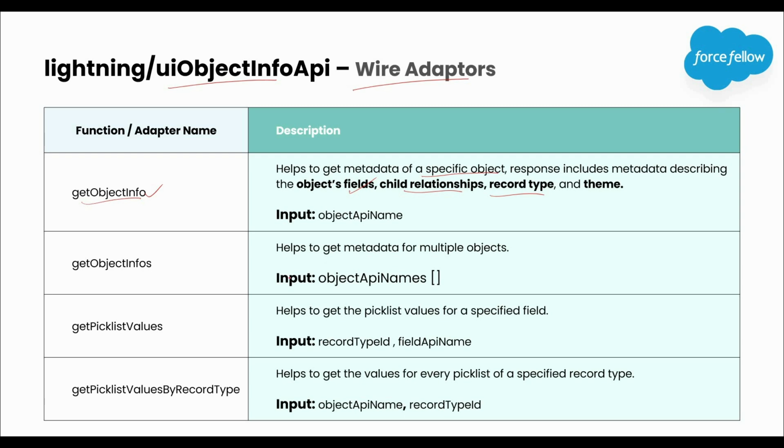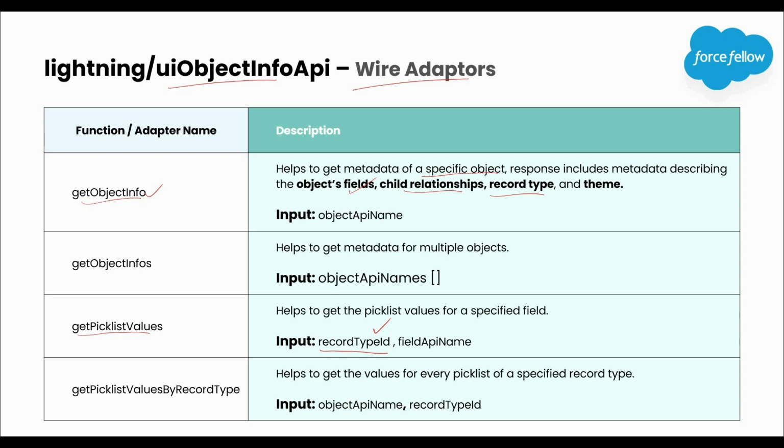So to read picklist values in an LWC component, we can use the getPicklistValues wire adapter, and as an input we have to pass a record type ID, because in record types we can configure what options we want to show in a picklist. So while getting values, we have to pass the record type ID as well, so accordingly Salesforce can read picklist values, right?